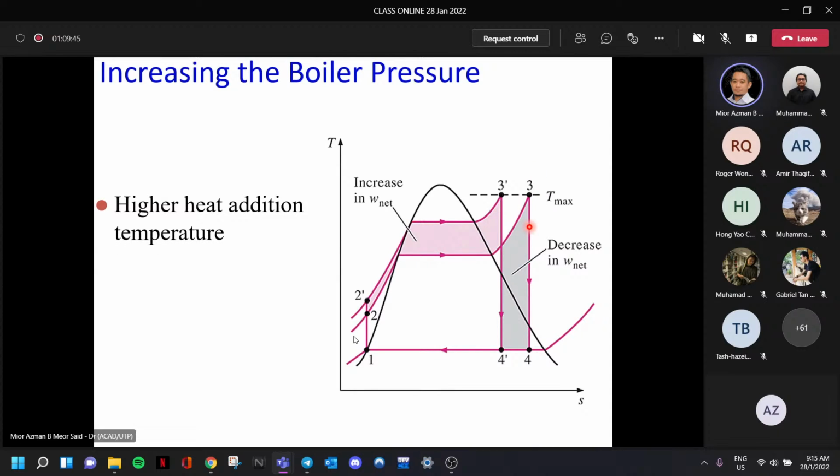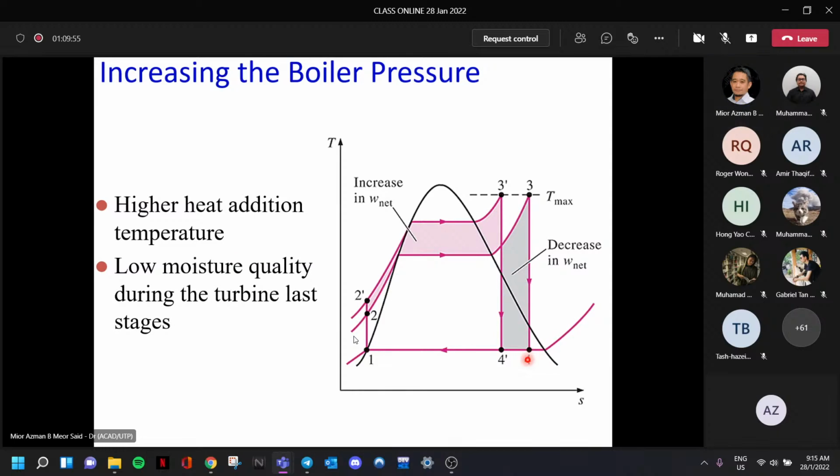And another one is to increase the boiler pressure, right? So in this case, you have an increased net work output, higher heat addition temperature, and low moisture quality during the turbine last stage. Right, so you increase the boiler pressure, so you have increased the net work. Increase the net work, then the efficiency of the cycle increases. Okay, so any question? These are the 3 things that we can change in our cycle or modify in our steam plant in order to increase the efficiency.